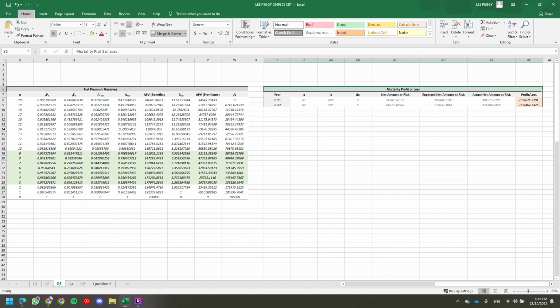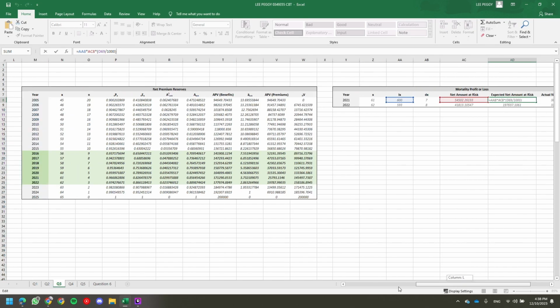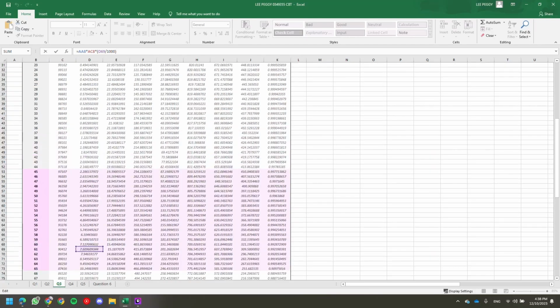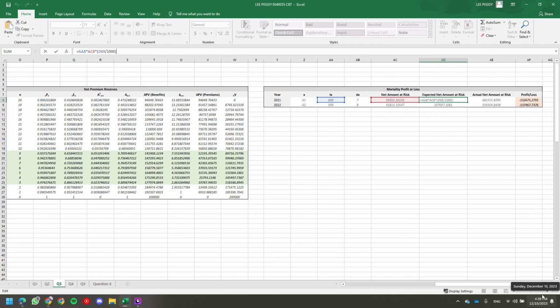To calculate the net amount at risk, we use 200,000 minus the reserve we calculated just now for x equals 61 and 62 respectively. For the expected net amount at risk, we multiply the net amount at risk by lx provided by the question and also the qx in the life table, which is the expected death rate for that year. So we'll calculate this.